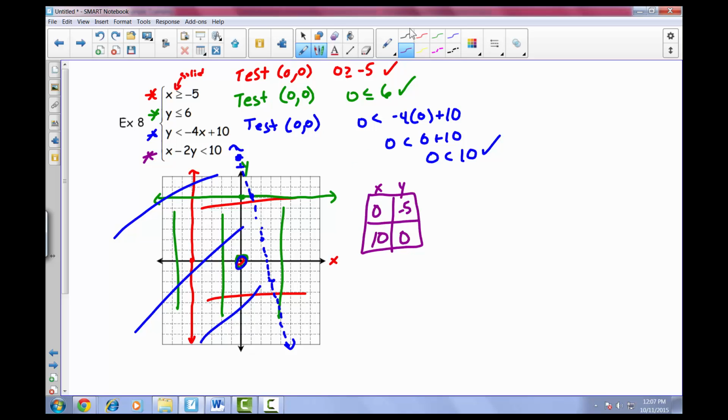Plotting those points, because again, you've actually found a y-intercept and an x-intercept. But plotting these points, we have 0, negative 5, which is right here, and 10, 0, which would be out here. Connecting these with a dotted line, again, because there's no bar underneath, we would have something like this.